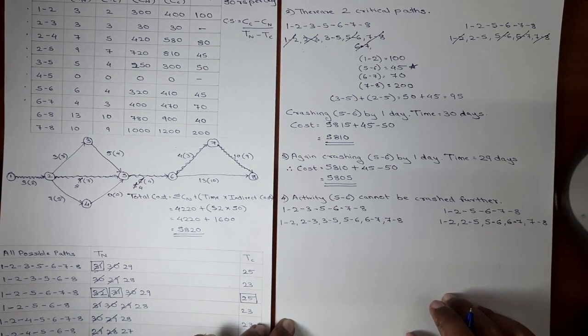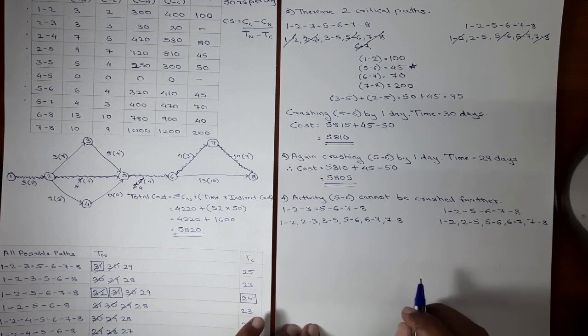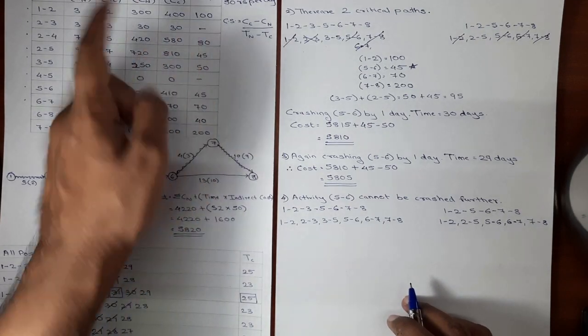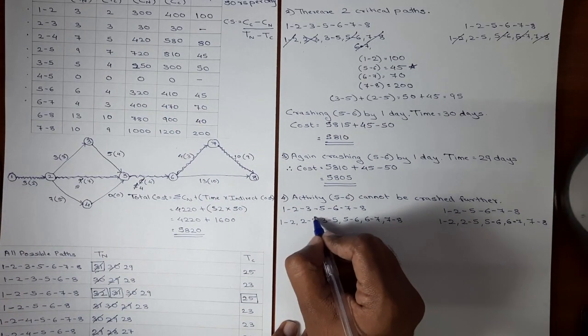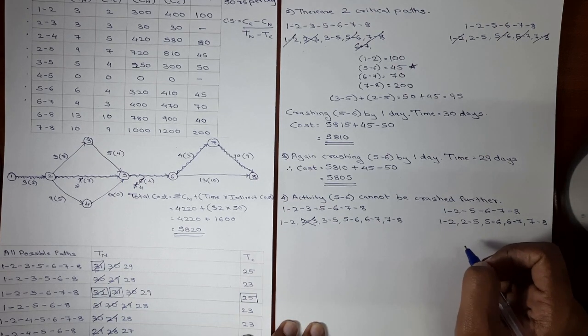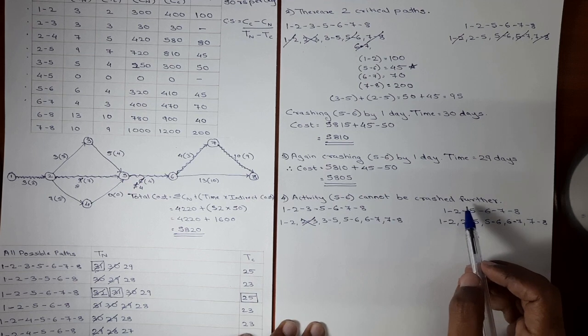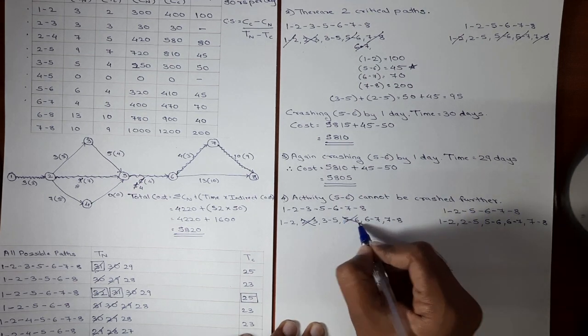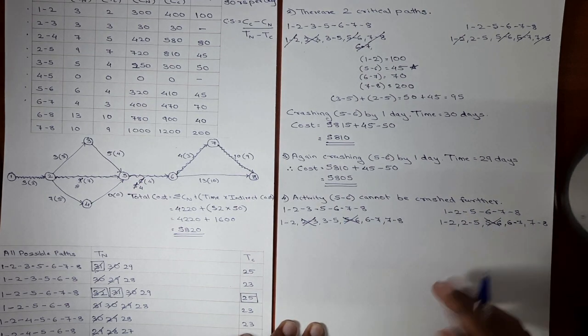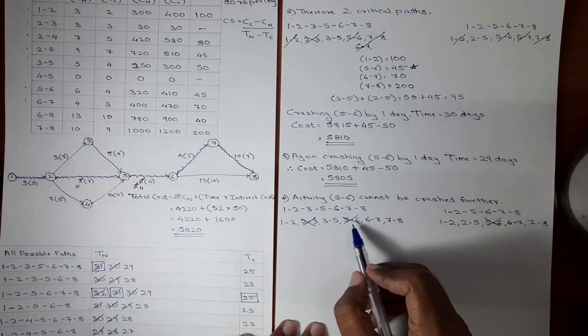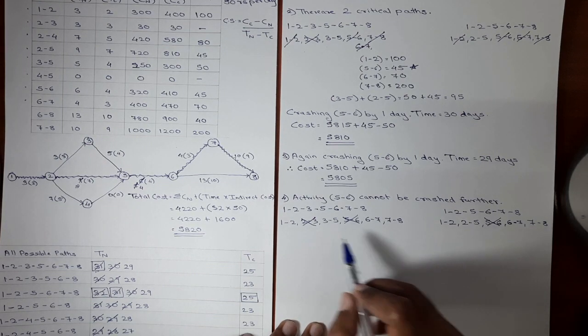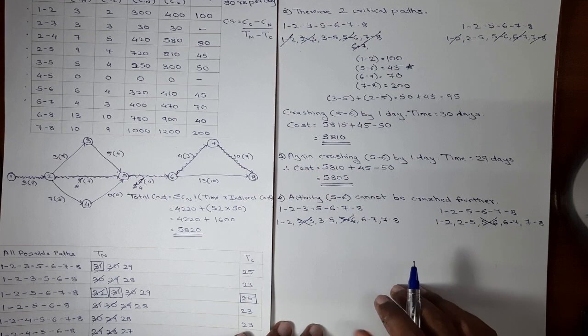Now we'll see which activities are out of the picture. Already 2, 3 is out of the picture because the cost slope is not defined. 2, 3 is out of the picture. Then 5, 6 is also out of the picture because it cannot be crashed further. 5, 6 is also out of the picture. Please remember the activities which are striking twice, they are out of the picture or they are exhausted.